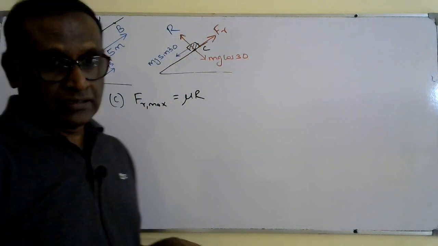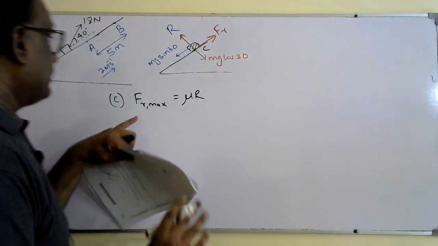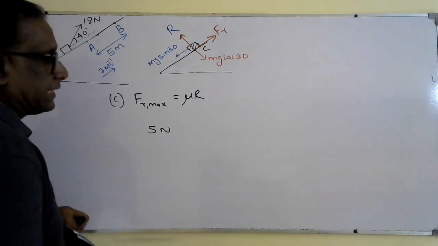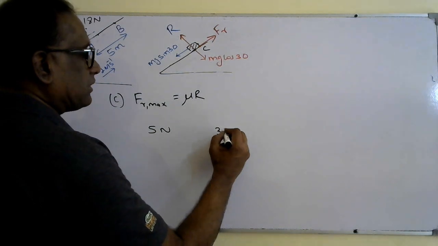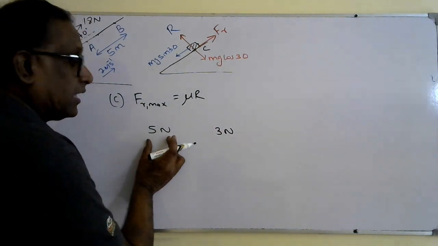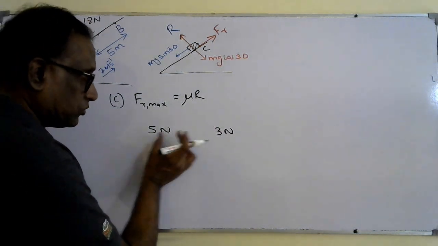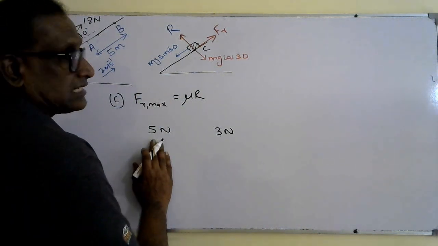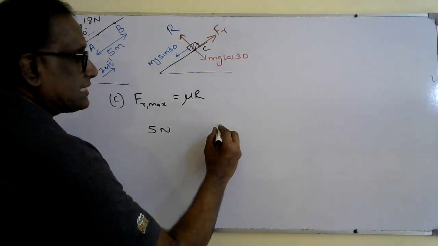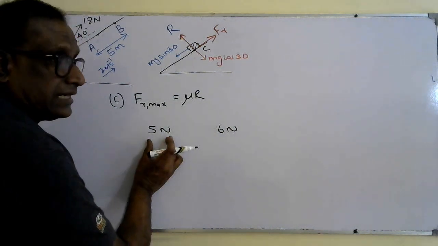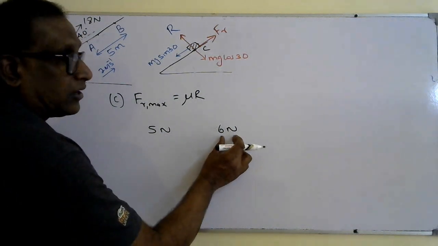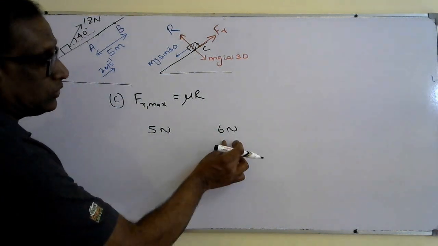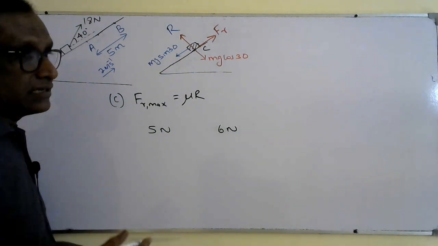For example, if the limiting friction is 5 Newton and the component of the weight is 3 Newton, this is the maximum friction. There will be a friction of 3 Newton that can balance this 3 Newton. But if the limiting friction is 5 Newton and the component of the weight is 6 Newton, the friction can't act more than this. So the component of the weight is more than the maximum friction that could be applied, so it will certainly accelerate down.